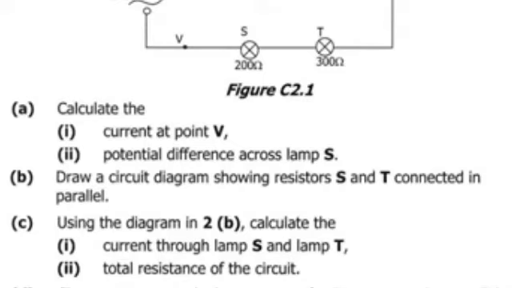Draw a circuit diagram showing resistors S and T connected in parallel. So we all know that the drawing we were dealing with was a series drawing. Now we are looking at something drawn in parallel. We are going to get our ruler, and for us students, I advise very much that we use a pencil to draw, because this is in an examination room. You might lose marks for drawing using a pen.